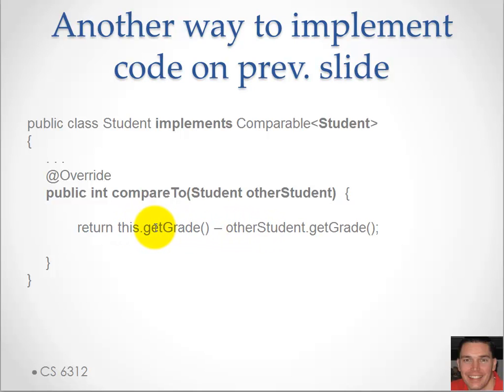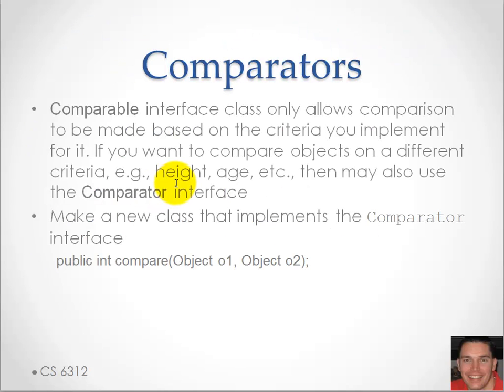If I have, for example, that this grade is 90 and this one is 85, it's going to return 5, which is a positive value, which means this object is considered greater. And if they both have the same grade, 80 minus 80 here, well then it returns 0, meaning that those two objects are considered equal. That's great. We are able to compare based on whatever we implement in that Comparable interface.